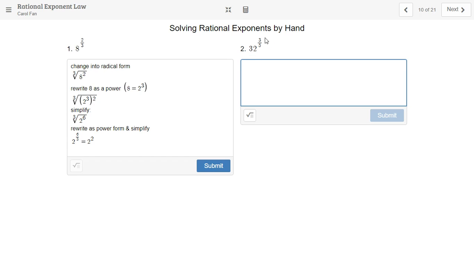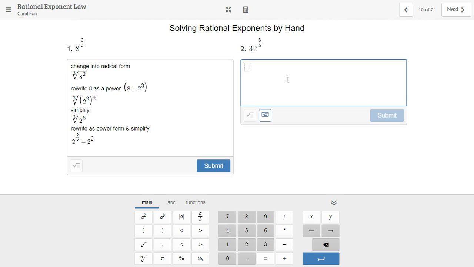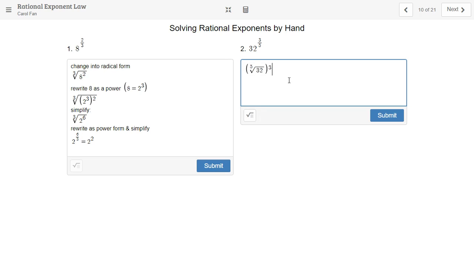32 to the power of 3 over 5. As a radical form, I have the fifth root of 32, and it's raised to the power of 3. Now, I've rewritten it this way. Remember, we said that we could do the radical first or we could do the exponent first. I'm doing it this way because this will simplify quickly, and we will be raising it to the power of 3 afterwards.